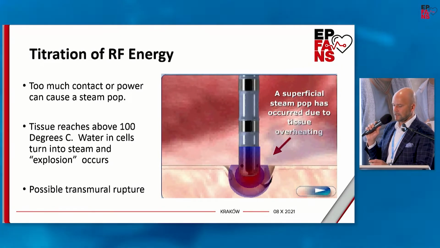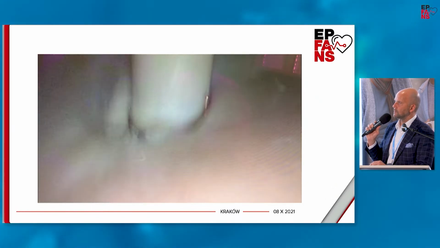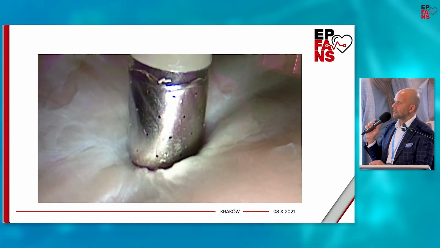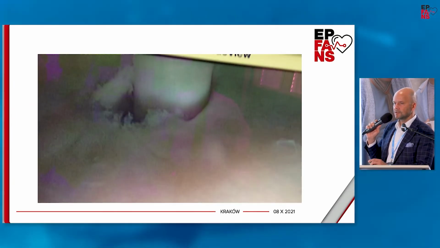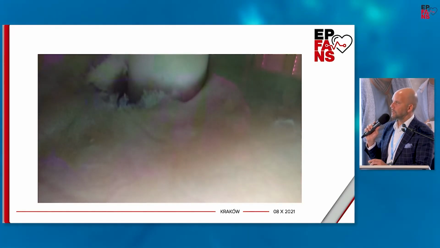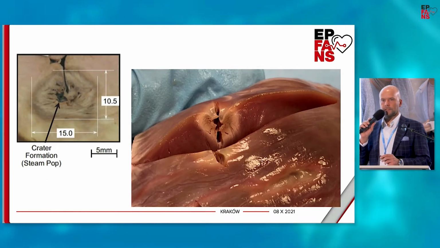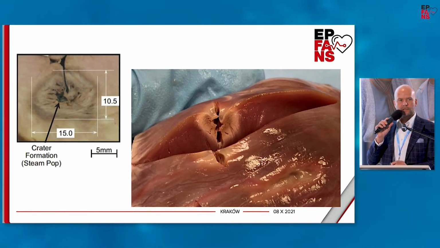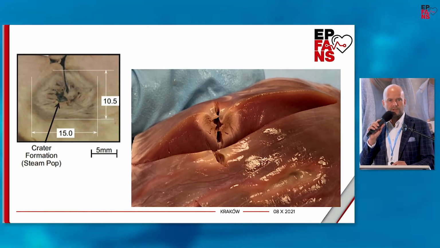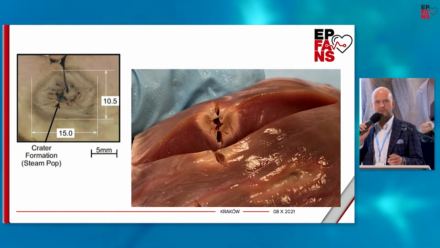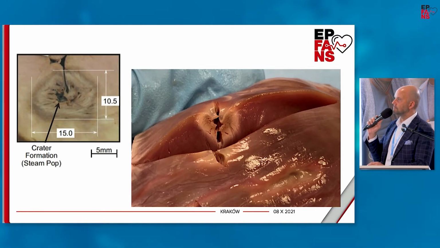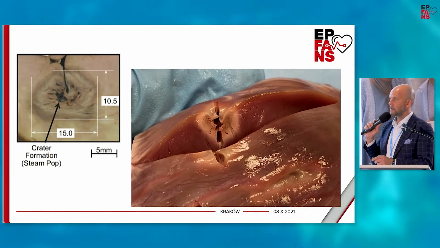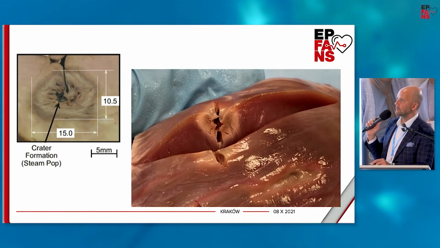In case a steam pop occurs, this slide presents a steam pop on turkey breast with deep catheter penetration into the tissue. But in real life, when a steam pop occurs, please observe the impedance behavior. If the impedance rises during the steam pop and does not return to normal values, it may indicate that your catheter stays in the pericardial space due to transmural rupture. If impedance rises and returns to initial values, it usually means that you are still on the endocardial side.